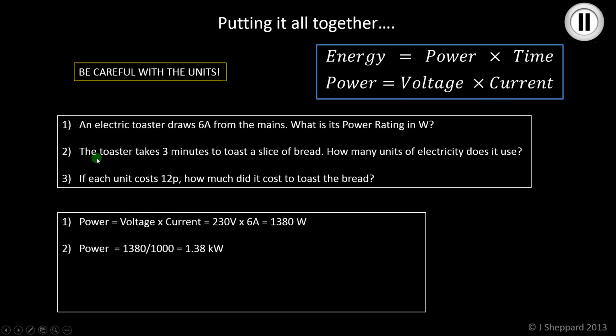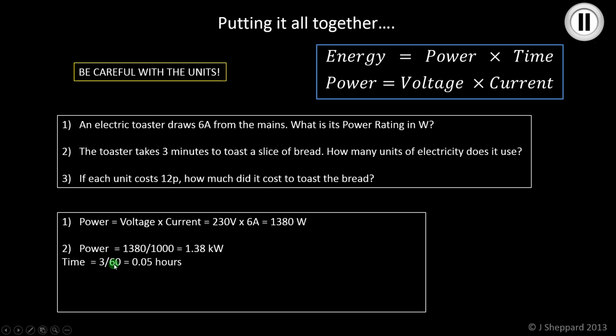Okay, number 2. The toaster takes 3 minutes to toast a slice of bread. How many units of electricity does it use? Well, again, we're after units, so we've got to be in our standard second set of units, and I've not put them up here because this is what you'll get in the exam. You won't get the units, you have to remember. So if we need energy, we're using the top equation now because we've been given time, 3 minutes, and we've calculated in the first part the power rating, so we've got that as well. So we need to put our power rating into kilowatts and our time into hours. So again, we do the conversion. The power is 1.38 kilowatts.